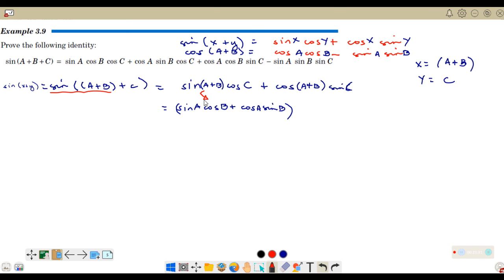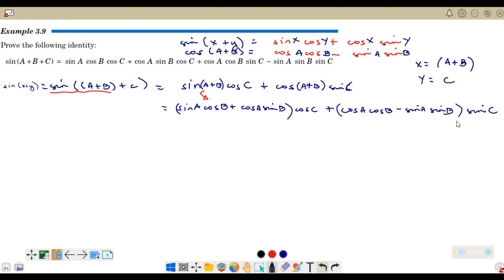This whole expression here is this one. And we are going to affix cosine C beside it. Okay? Now, dito naman tayo sa pangalawang term. Cosine A plus B sine C. Retain lang yung operation na plus. Cosine A plus B is cos, sin, sin. Naisulat na natin siya dito sa taas. We have cosine A, cosine B, minus sine A, sine B. And then we are going to affix sine C. Okay?